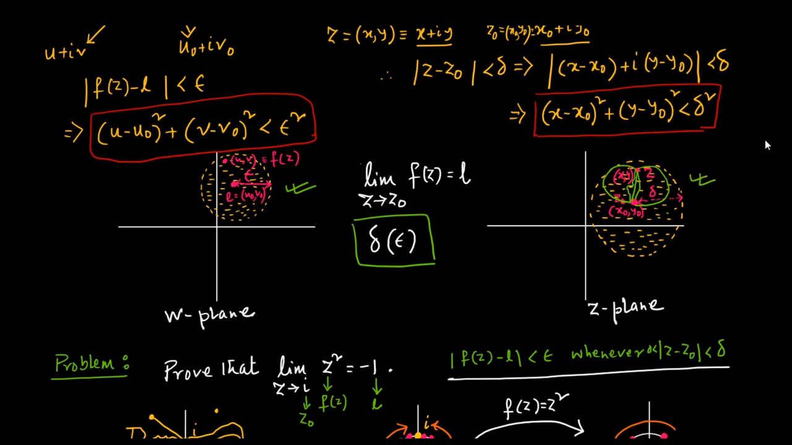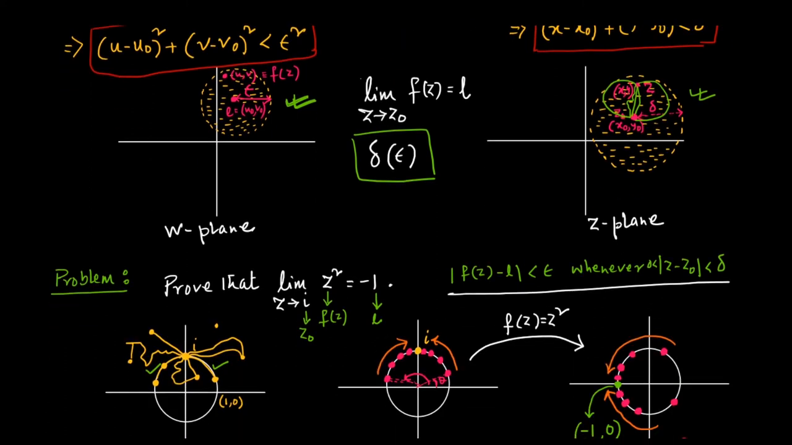So if you give me any epsilon, for every epsilon, I'll be able to tell you what will be the radius of that open circular disk, and how this phenomenon will look, that your z and z0 will lie in that open circular disk, and f(z) and l are lying in that open circular disk of radius epsilon. So we have got everything.